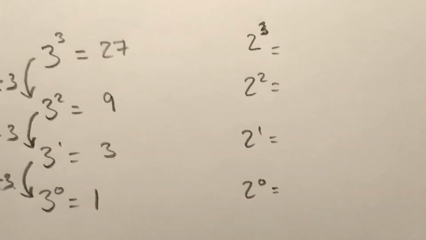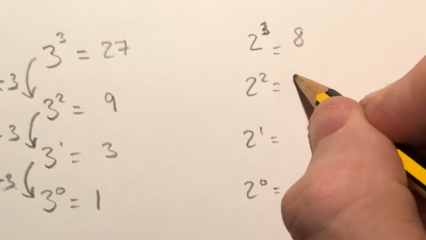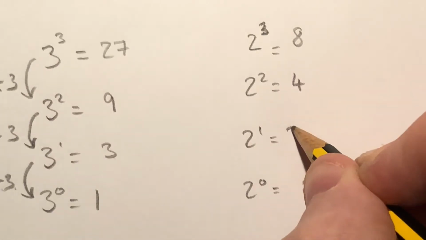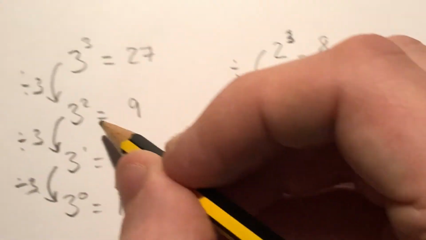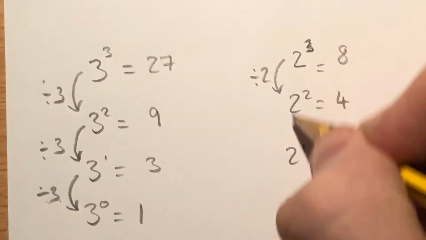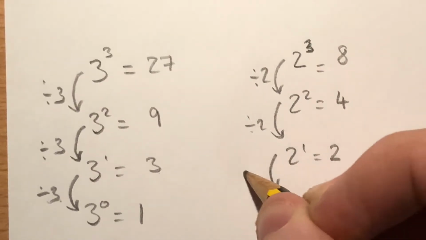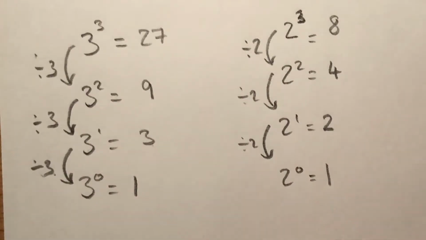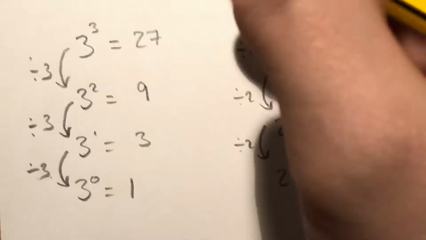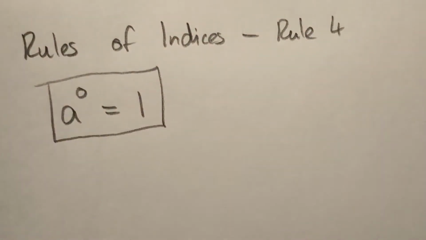Let's see if this works over here as well then. So 2 cubed, 2 times 2 times 2 gives us 8. 2 squared, 4. 2 to the 1 is 2. And 2 to the power of 0. So again, this time we're dividing not by 3, but by 2. Divide by 2 gives us 4. Divide by 2 gives us 2. 2 divided by 2 gives us 1. So if I raise anything to the power of 0, I get 1 as my solution. So 8 to the power of 0 is 1.